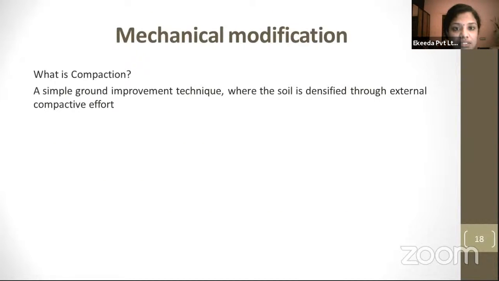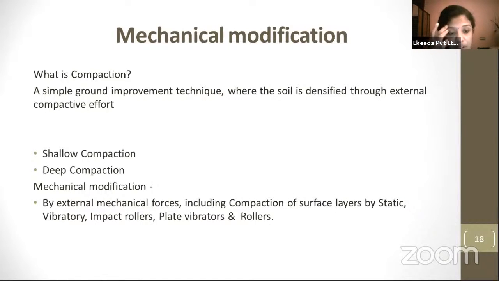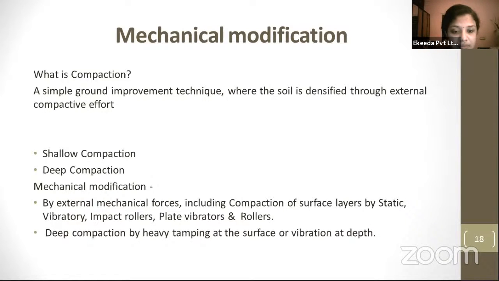First, let's see what is mechanical modification. Let's discuss what is compaction, a simple ground improvement technique where the soil is densified through external compactive efforts. So in compaction, we have shallow compaction, deep compaction. In mechanical modification, we are using rollers or plate vibrators, rollers, etc. to modify the density of the soil. Okay, so there are 2 types of compaction, shallow compaction and deep compaction.